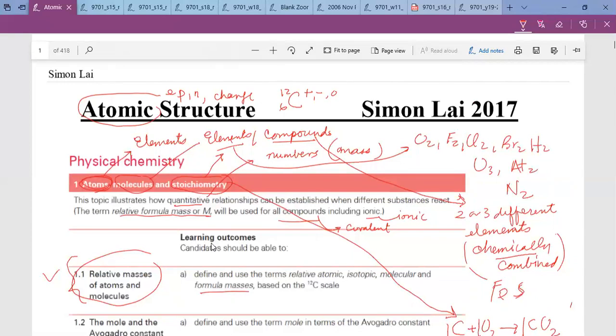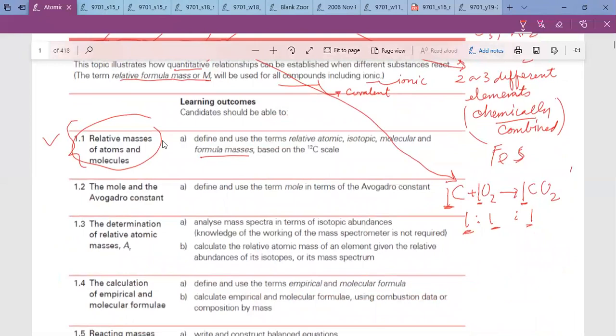Secondly, we talked about the definition: what does relative mean? I just started on these 2, relative atomic mass and relative isotopic mass. Next day or tomorrow, whatever, I'm going to do molecular mass and formula mass. I'm going to look at this thing called moles, and of course these 2 will be next.